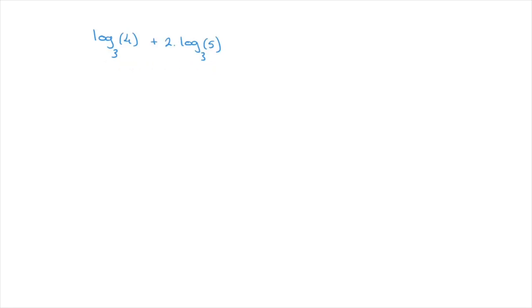Well, looking at this expression, we can see that we have 2 logarithmic terms that are being added, and we can also see that the second term is being multiplied by 2. So we can start by taking care of this multiplication by 2 using the rule we've just learned. Indeed, we can state that this equals log base 3 of 4 plus log base 3 of 5 to the power of 2. And since 5 to the power of 2 equals 25, we can state that this equals log base 3 of 4 plus log base 3 of 25.